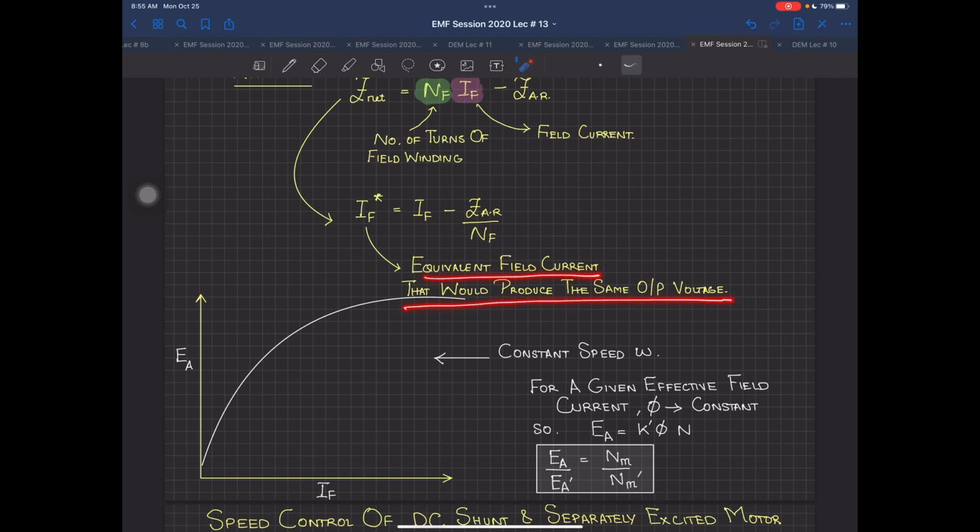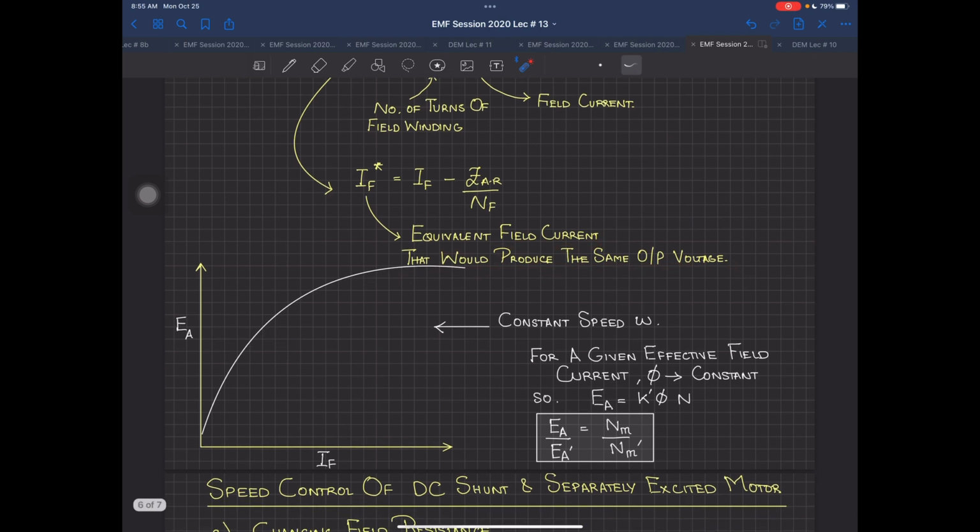Okay. Any questions with this? The last thing before I go on towards the speed control is the constant speed. Now, if you have a constant speed omega, you have this magnetization curve, which I have plotted here. So this means when you have EA equal to K phi omega, or EA equal to K dash phi N, and you have speed constant, this means N is also constant, and K is also constant.